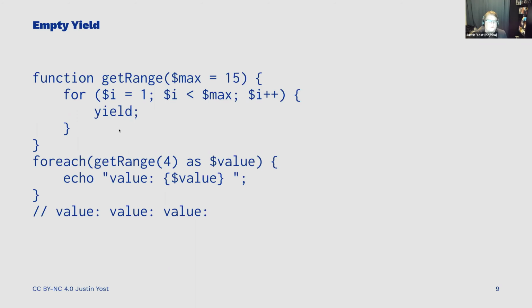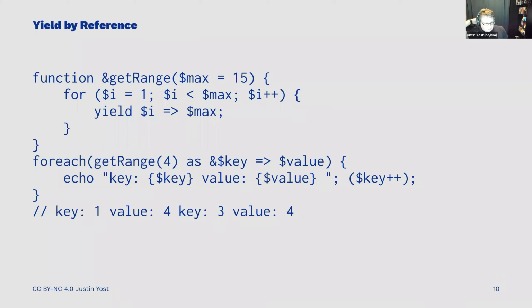You notice one of the cool things with this, right? We're actually pausing the execution of this get range, and we're able to do other stuff inside of here. So we could have 100 lines inside of this foreach, and each of those 100 lines would execute before we get back around to get range.